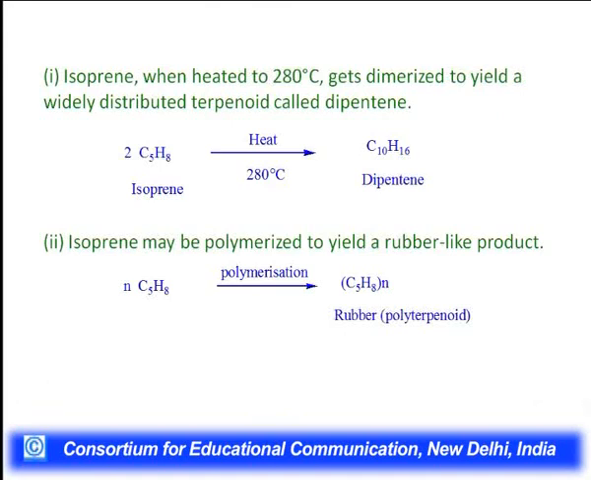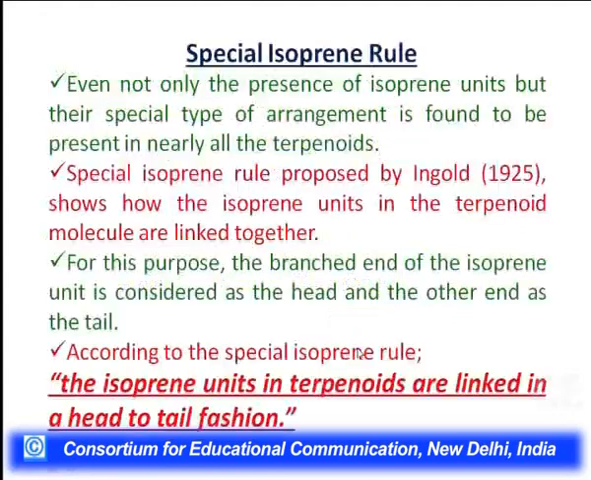So dipentene is a monoterpenoid which contains 2 isoprene units together. Here we have shown you this systematic dimerization of the isoprene unit. When it is heated, it will convert into the C10H16, which is called dipentene, and it is a terpenoid. Isoprene may be polymerized to give a rubber-like product, which is a polyterpenoid. If we take n, the number may be more than 40. When they polymerize together, they form a polyterpenoid, which is called rubber.